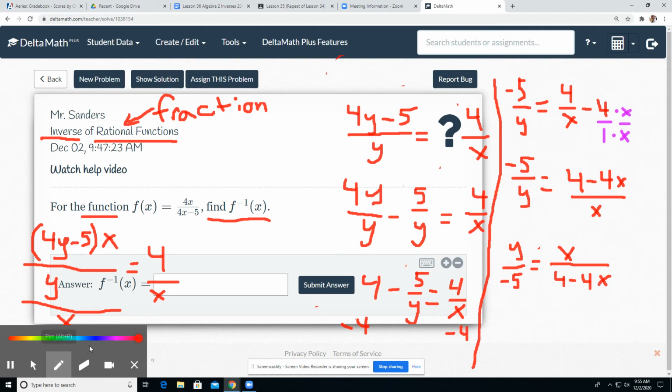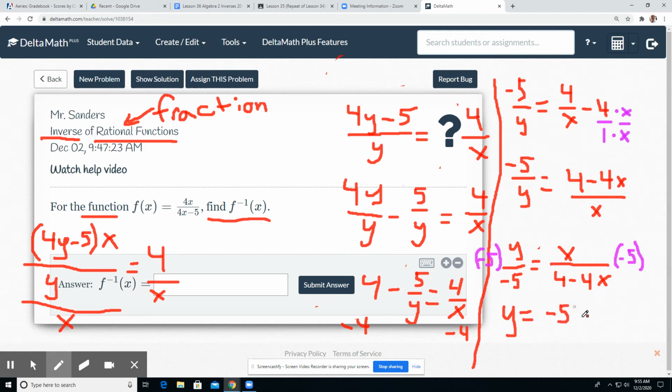And multiply both sides by negative 5. Let's change colors just so it's a little bit easier. This side times negative 5. Almost there. This side times negative 5. That's just going to go to the top on the left. And we have y, finally, y equals negative 5x over 4 minus 4x.